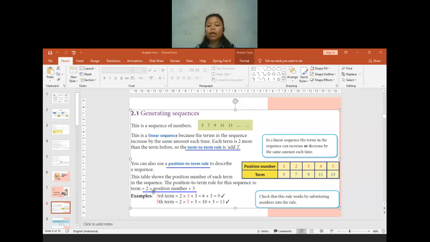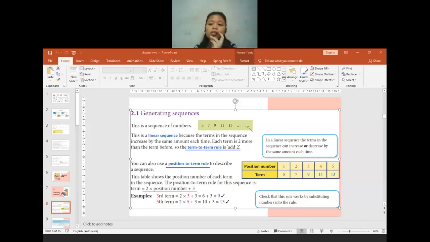For example, if I want to find the fifth term, I can directly replace the position number with 5. So 2 times 5 plus 3 equals 13. If later I want to find the seventh term, it will be 2 times 7 plus 3, which equals 17.